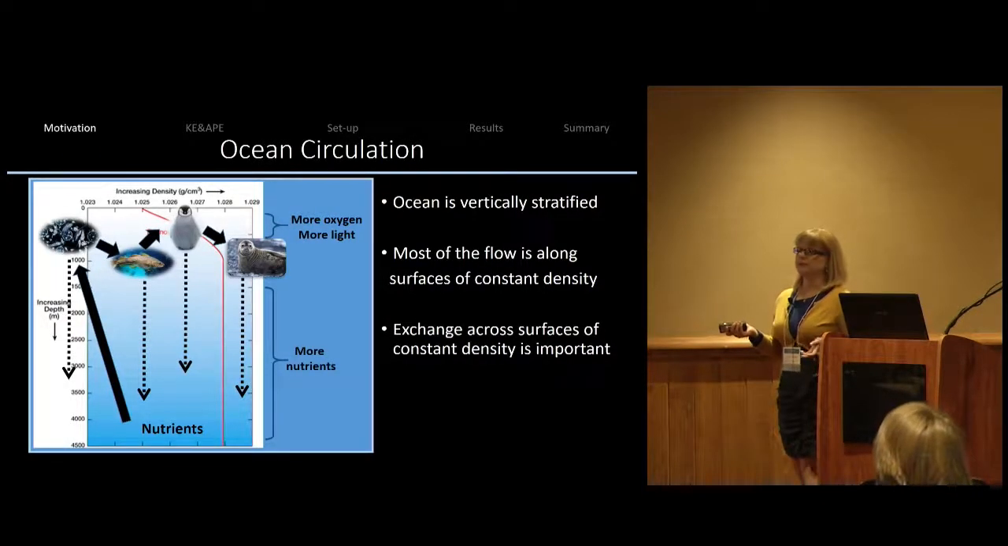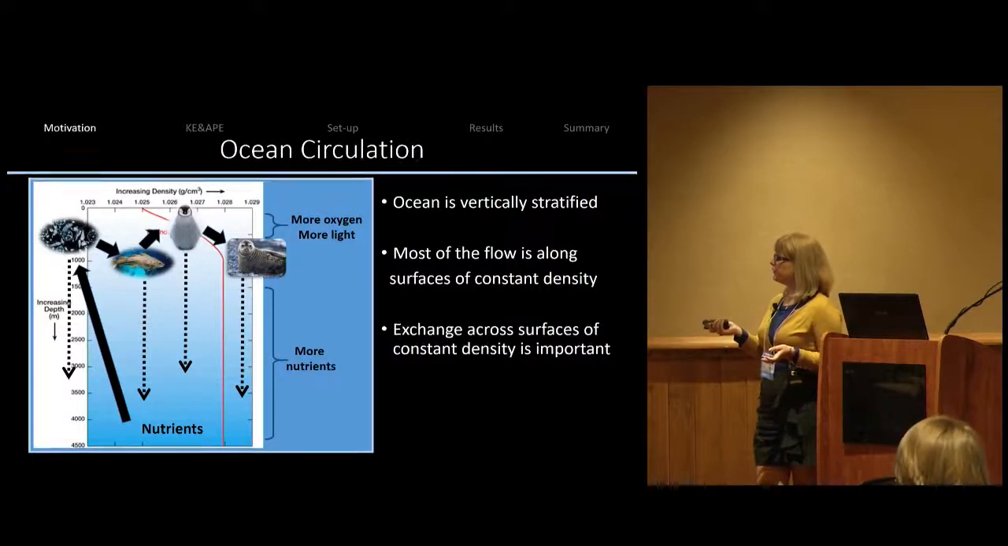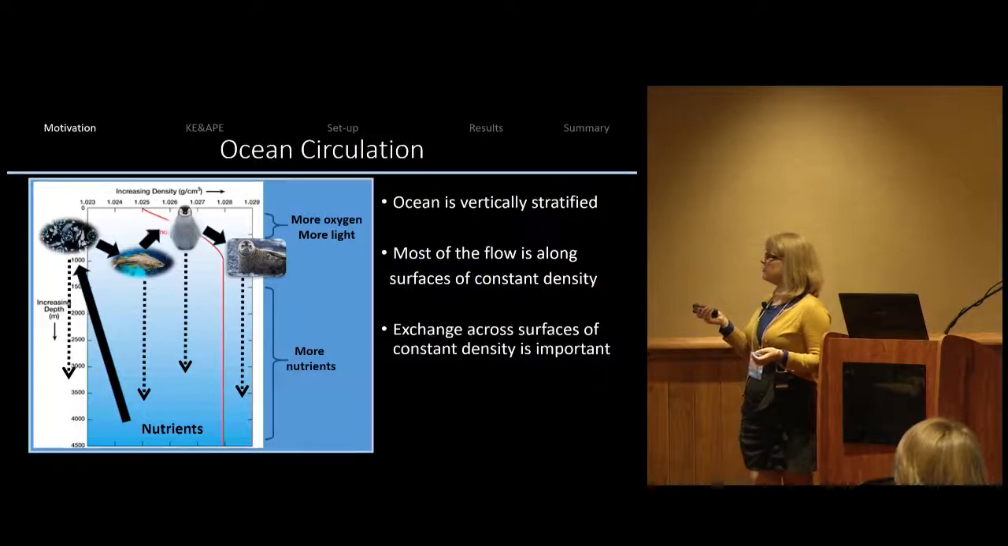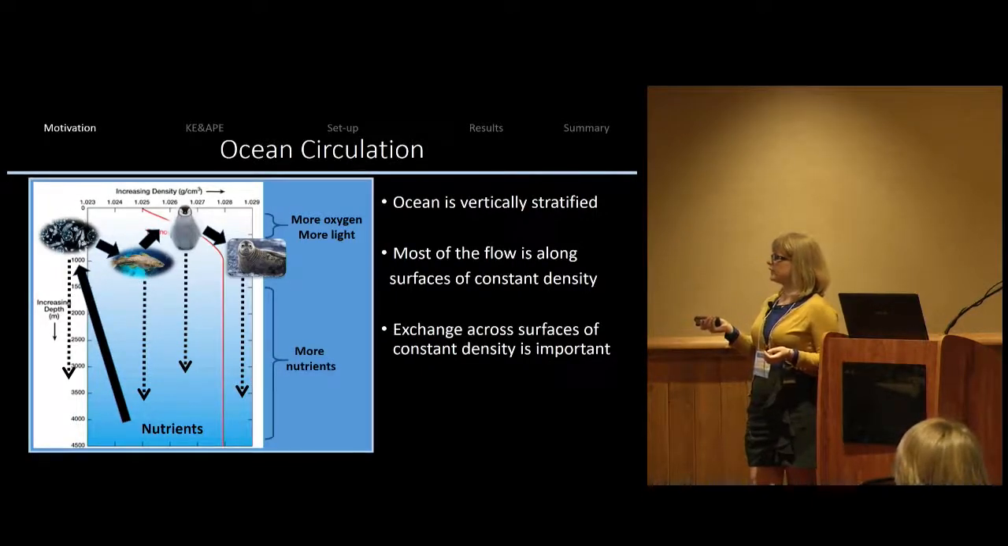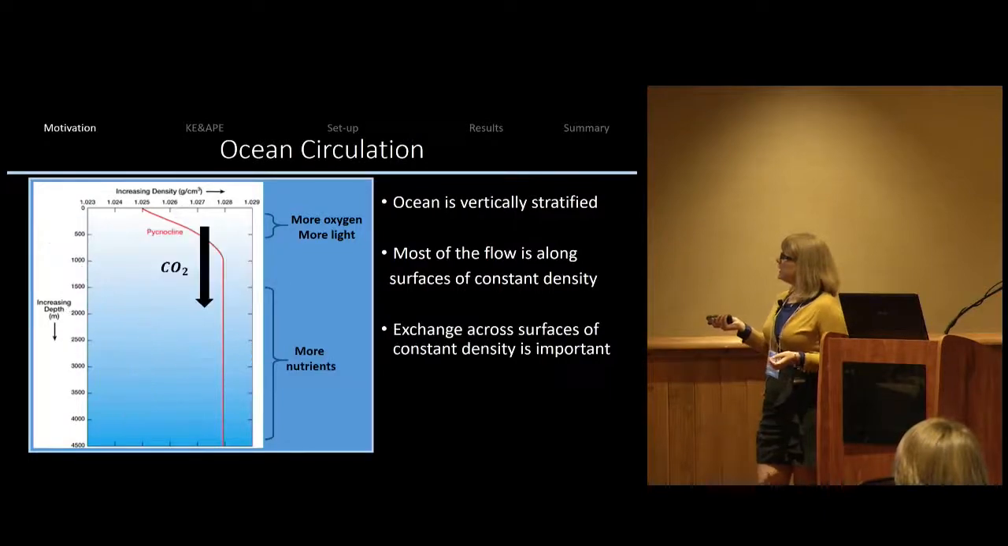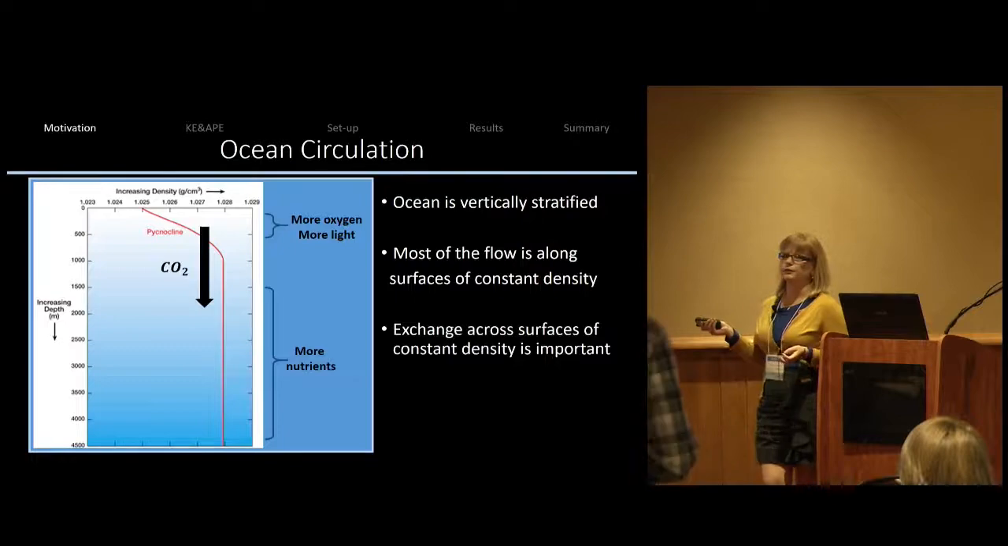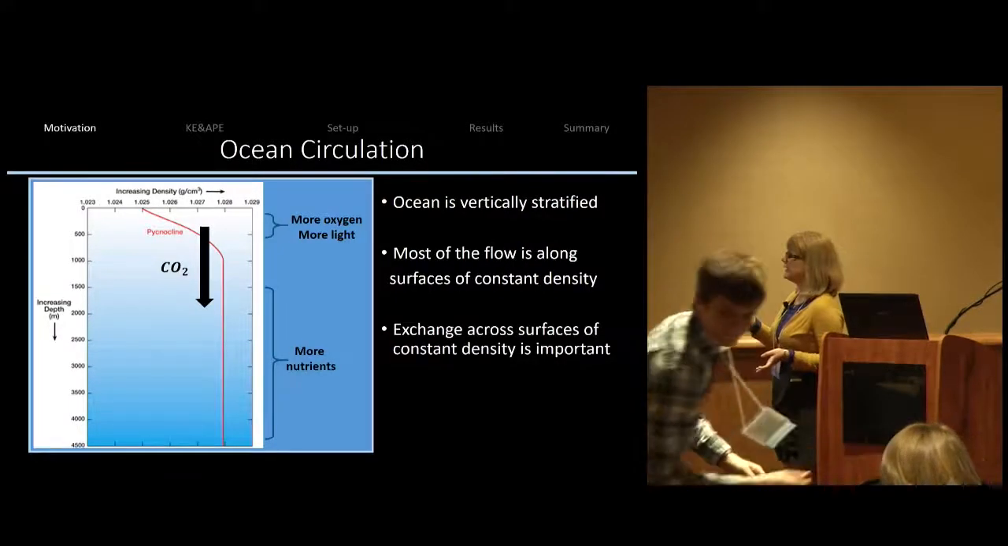One of the reasons we care about it is, from a biological point of view, you want to see how much nutrients are coming up to sustain life at the surface, where you have a lot more light and oxygen, and also how much is going down to get decomposed. Another reason we care about it is for CO2 sequestration. What we really care about is how much of this carbon dioxide from the surface, from the atmospheric interaction, is going into the abyssal ocean, where it will stay, hopefully, and not come back up.